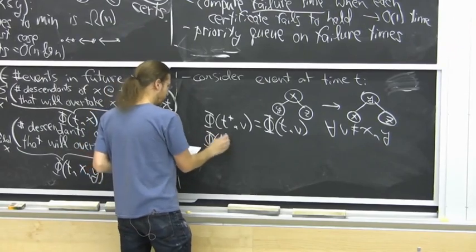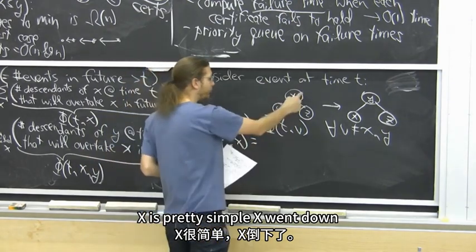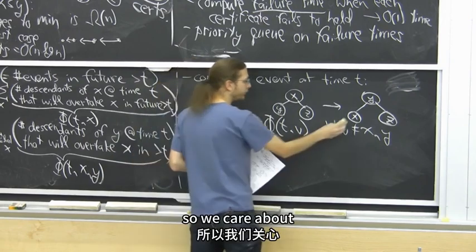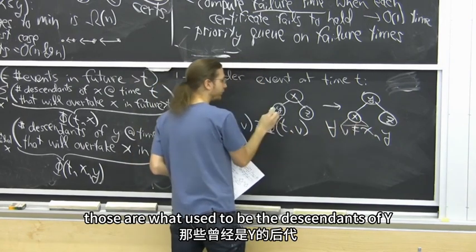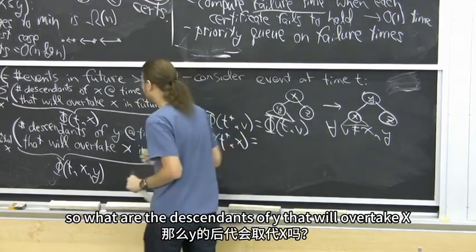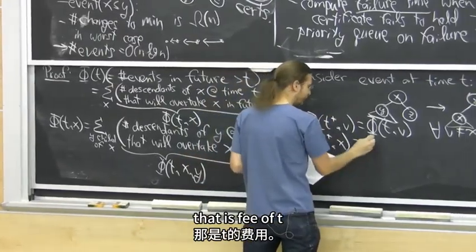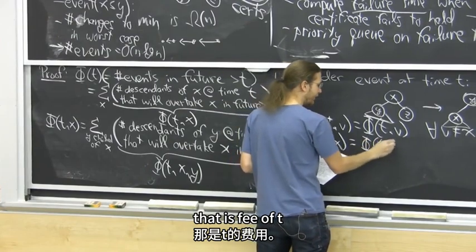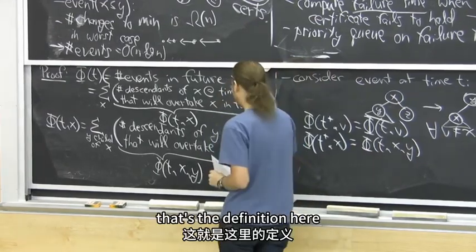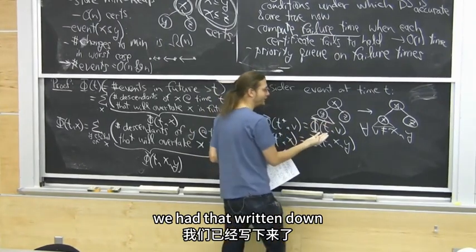So let's look at x. X is pretty simple. X went down. So we care now about the descendants of x. Those are what used to be the descendants of y. So what are the descendants of y that will overtake x? That is phi of t x y. That's the definition here: the descendants of y that will overtake x. We had that written down.